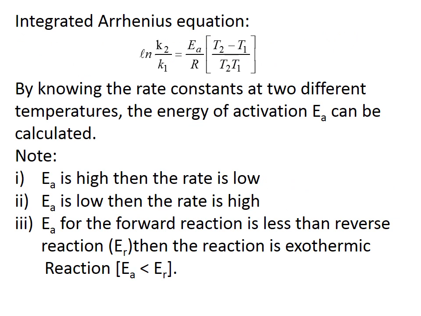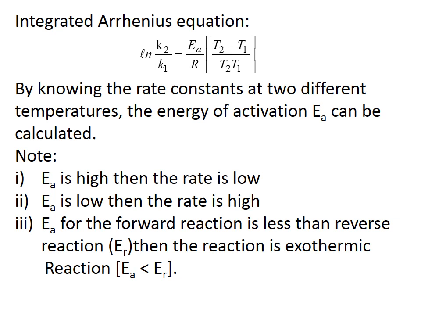The integrated form of the Arrhenius equation: ln K2 by K1 will be equal to Ea by R into (T2 minus T1) by (T1 into T2). By knowing the rate constant at two different temperatures, the energy of activation Ea can be calculated. Very important point: if Ea is high, the energy of activation is high, then the rate is low. If Ea is low, then the rate is high.